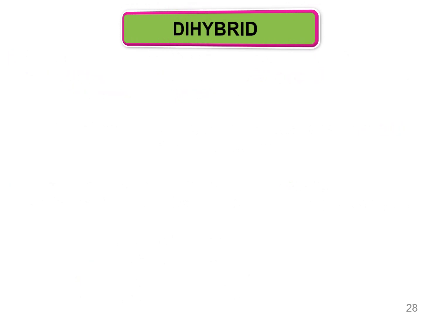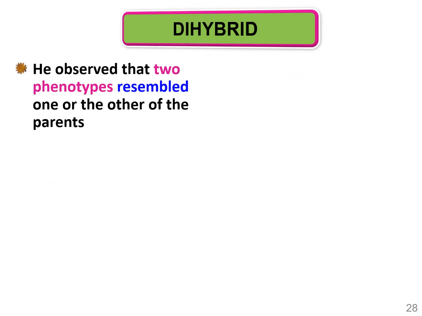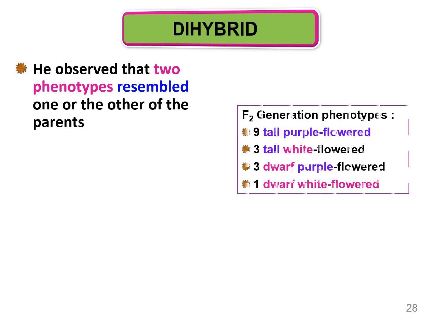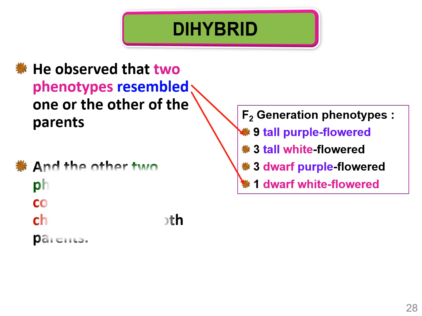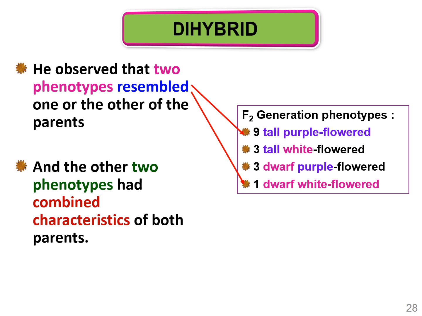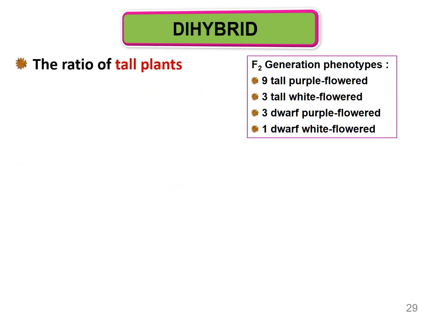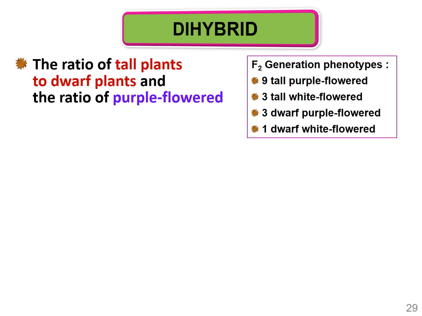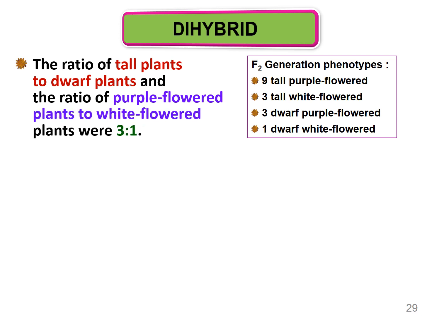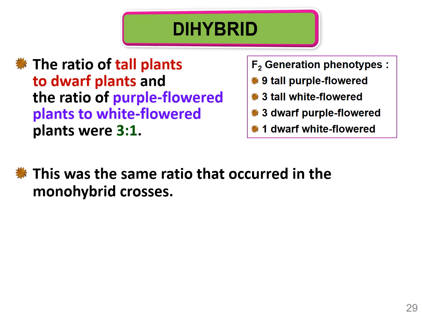Mendel observed that two phenotypes resemble one or the other of the parents. As we discussed before, the 9 tall purple flowered is the dominant one, and the 1 dwarf white flowered is the recessive one. The other two phenotypes have combined characteristics of both parents, which are 3 tall white flowered and 3 dwarf purple flowered. The ratio of tall plants to dwarf plants and the ratio of purple flower plants to white flower plants is 3:1. This was the same ratio that occurred in the monohybrid cross.